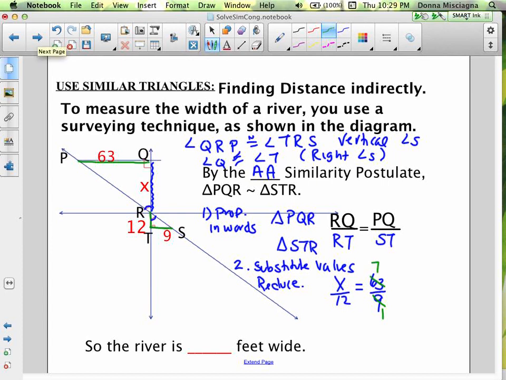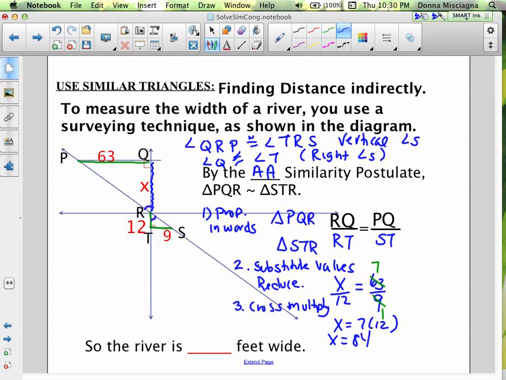All right, so that's as much reducing as you can possibly do. So now, step 3, we'll cross multiply. And actually, that's all we're going to have to do, right? Because x is already isolated. So 1 times x is x, and then we have 7 times 12, which is 84.